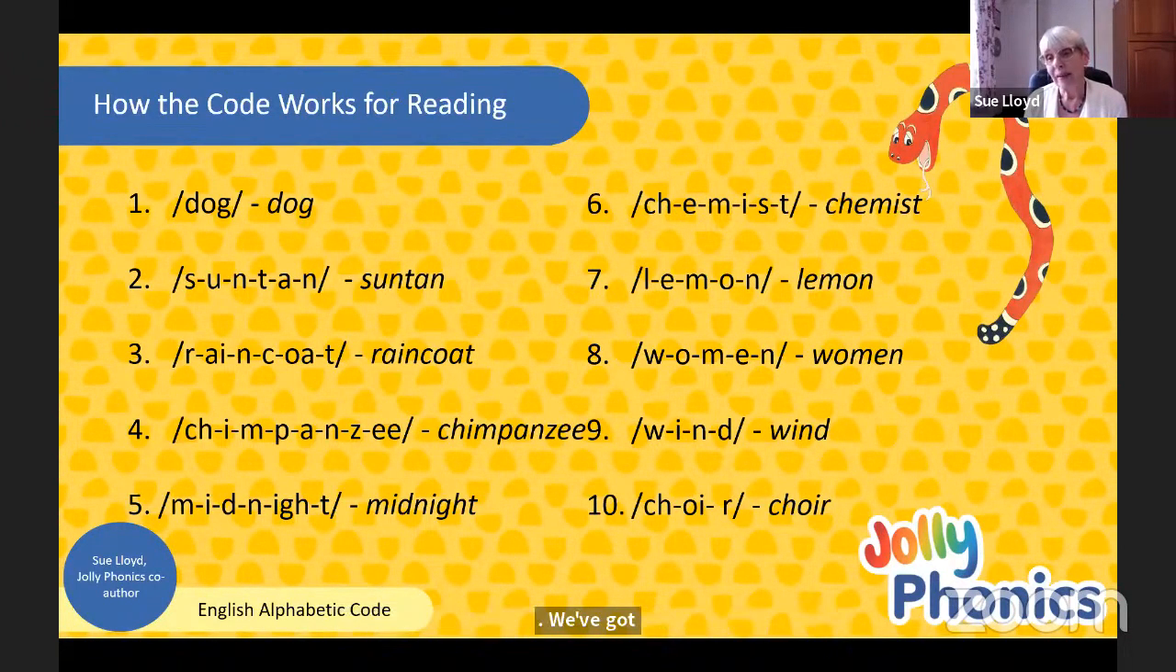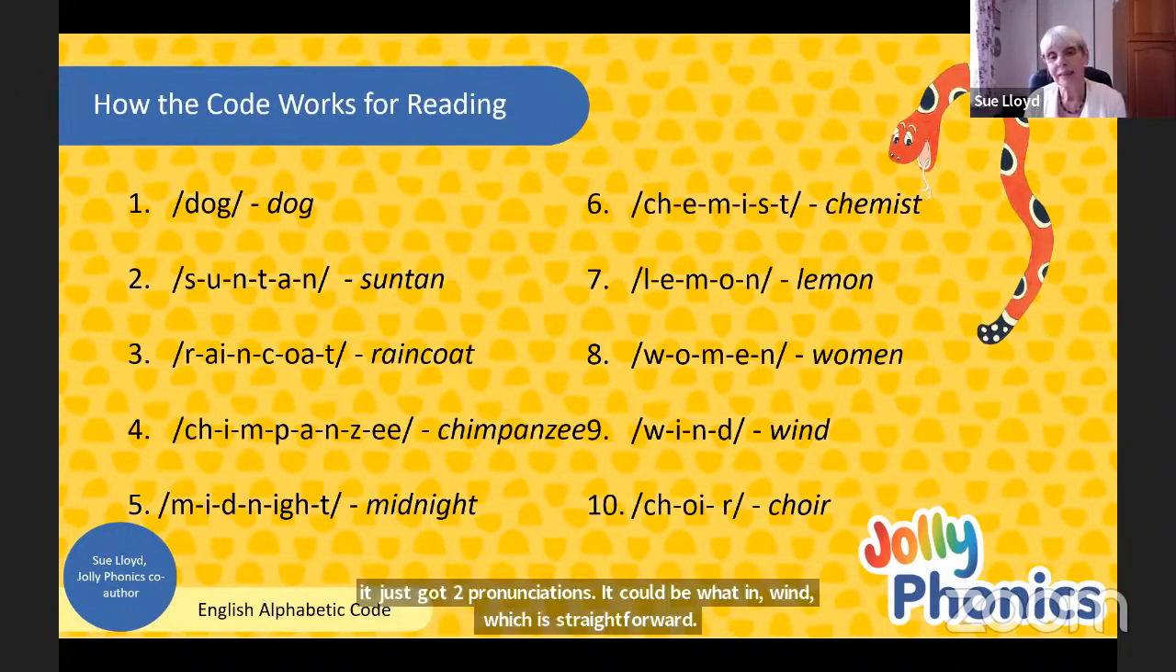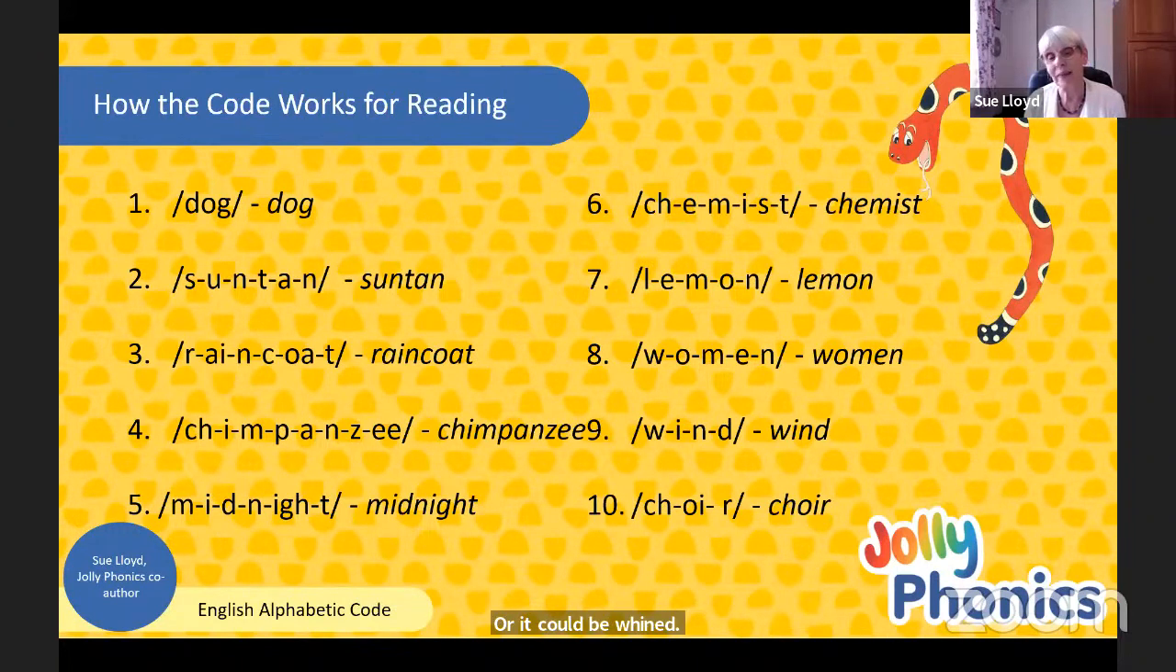this word. Now, this is a word that you can't be sure of what it is, and I can't be sure of it either, because it has got 2 pronunciations. It could be wind, which is straightforward, or it could be wind. And so that's one of these odd ones where the I has an I sound. It's very unusual. So you have to be told what it is, or you read it in a sentence, and then the sentence gives you the context and you can work it out.